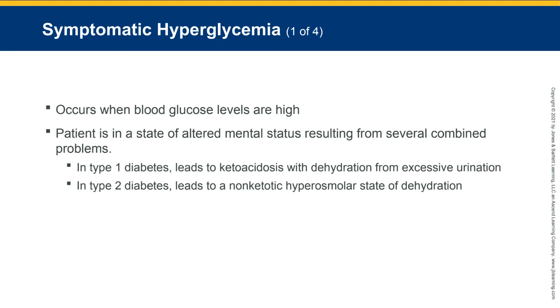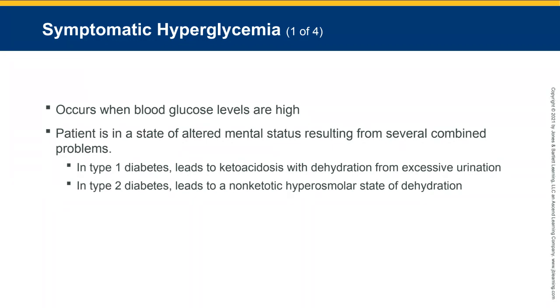Now, symptomatic hyperglycemia. Please note whether or not the patient has diabetes mellitus type 1 or diabetes mellitus type 2, they can have hyperglycemia and they can have hypoglycemia, depending on what they do. So, looking specifically at hyperglycemia, this occurs when the blood glucose levels are high. The patient is in a state of altered mental status resulting from several combined problems.